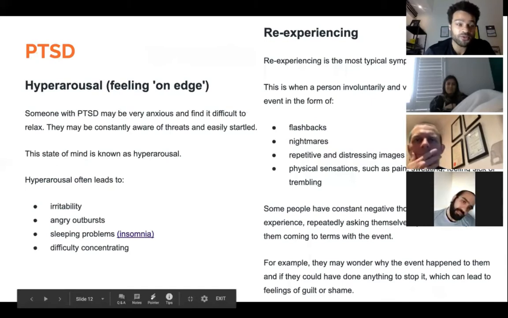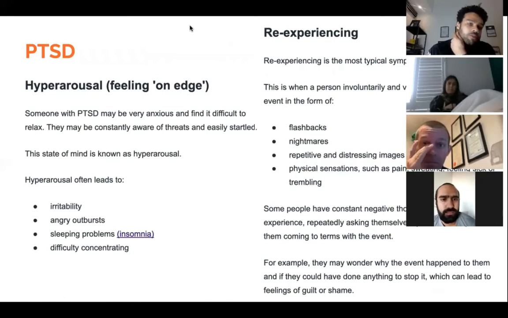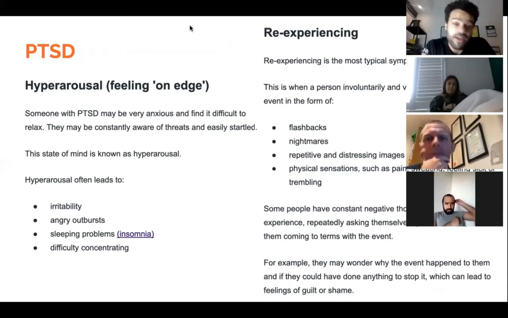PTSD: hyperarousal, feeling on edge. We can see here very similar to anxiety. I think as well as that, a common symptom is inability to feel, inability to actually have a healthy relationship with their emotions. Re-experiencing the trauma, flashbacks, nightmares, distressing images, physical sensations, pain, sweating, feeling sick.